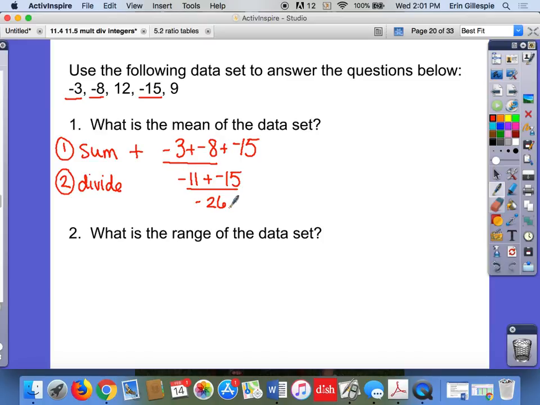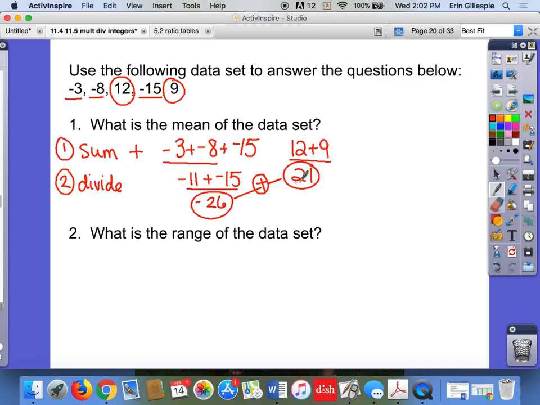Then I'd add together my positive numbers. So I've got 12, 9. So 12 plus 9 is 21. Then I'd take these two numbers and add those two together. Okay, that's one way of adding them together, and I think a fairly easy way to add them together while still keeping track, making sure that you've included everything.